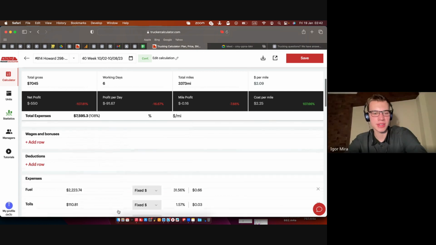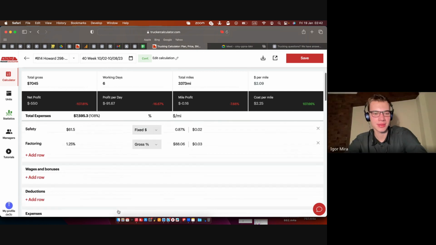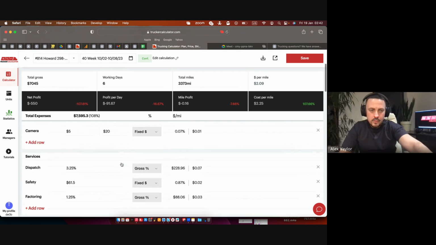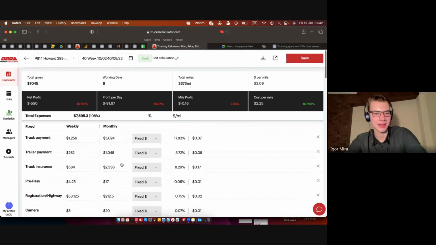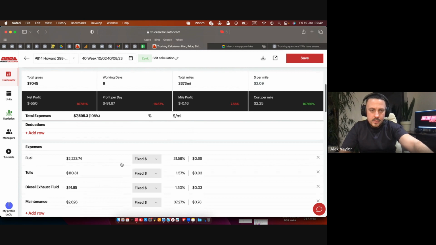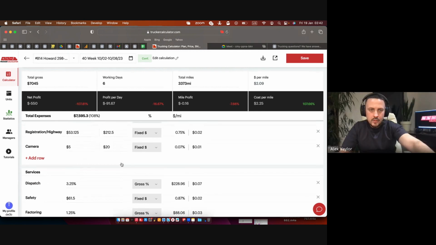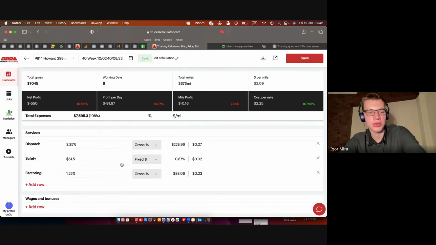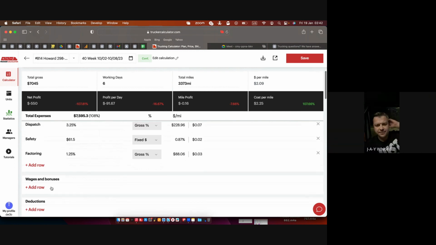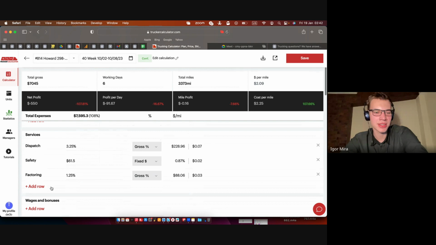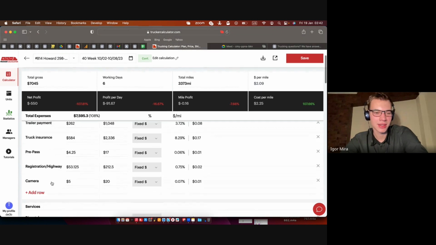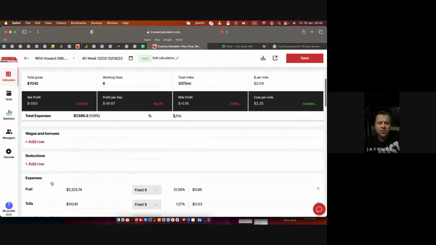I don't see driver salary here. Maybe Vlad has forgotten to add it here. Just go lower, please. Yeah, I definitely don't see it here. Vlad, you can go lower. How much are you paying to your driver? You don't have a driver expense here, so probably it's a mistake. Yeah, 30% of the gross.